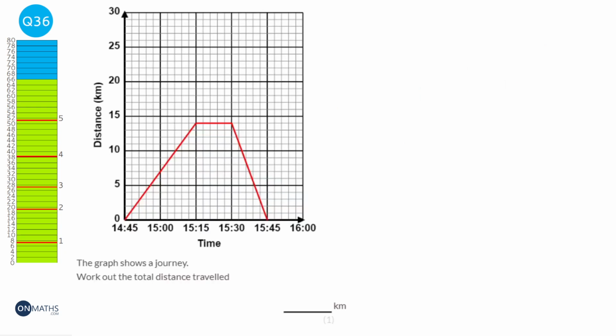So the distance initially travelled is going to be 14 kilometres for this stint here. And then we have a bit of a rest. A horizontal line on a distance time graph is essentially stopped. But then here we start up again to go home. And so that's another 14 kilometres travelled. So in total, there has been 28 kilometres travelled.